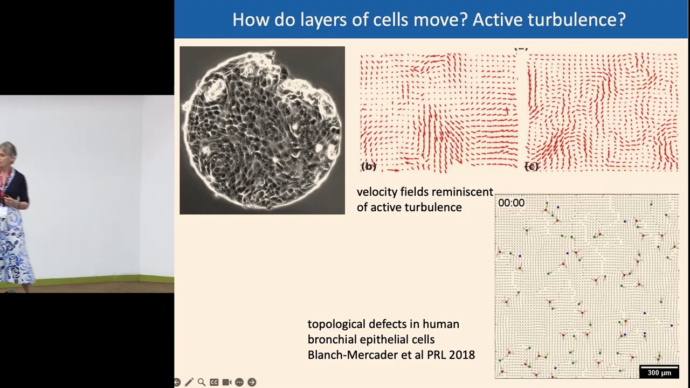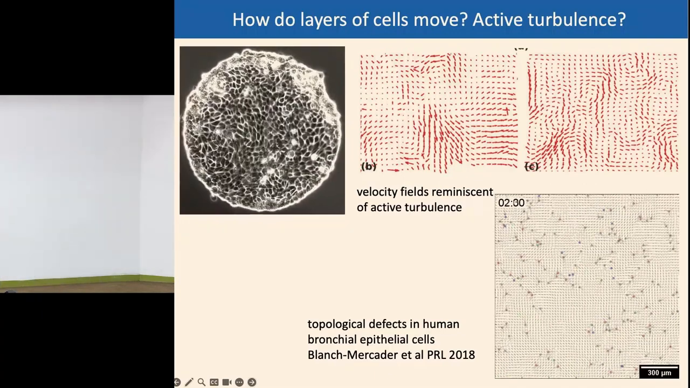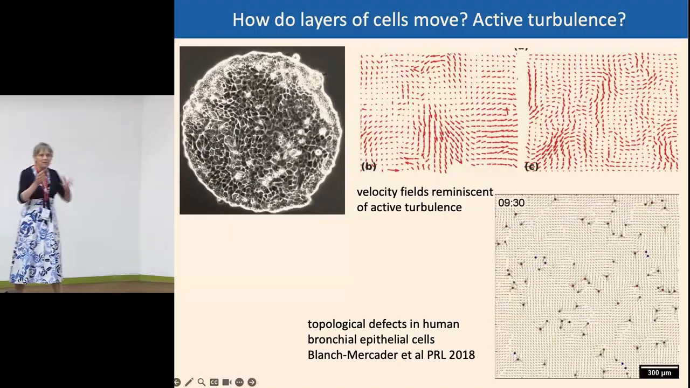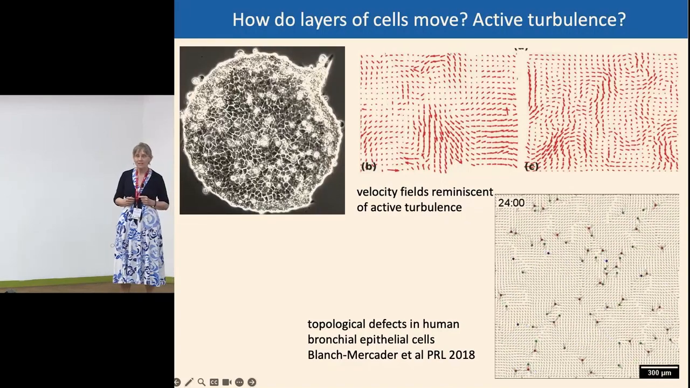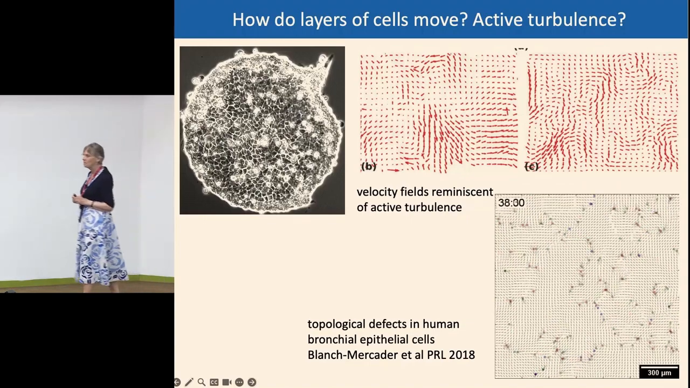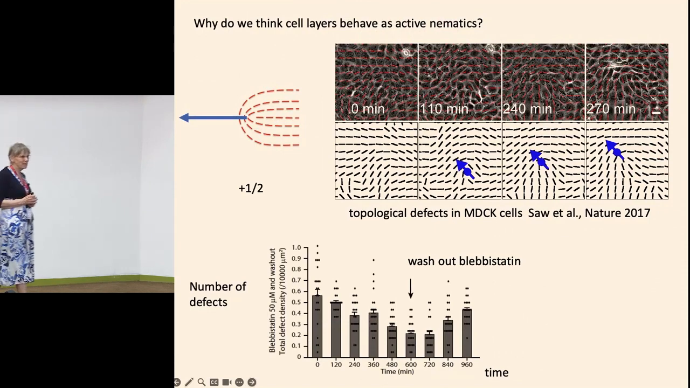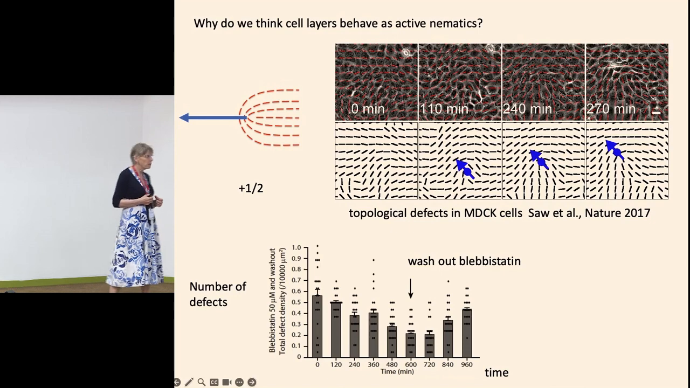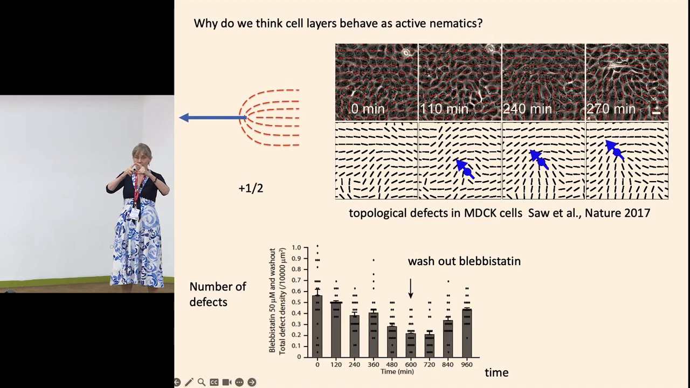People have found these topological defects in all sorts of cell layers now. The next movie, which is that one, shows the plus and minus half topological defects moving around in bronchial cells. People have found them in many different sorts of cells. Let me show you our original work on this, because it does throw up a sort of question, right? Why are cells, which on average are isotropic, nematics? Why am I calling these things active nematics? Nematics have to be elongated particles.